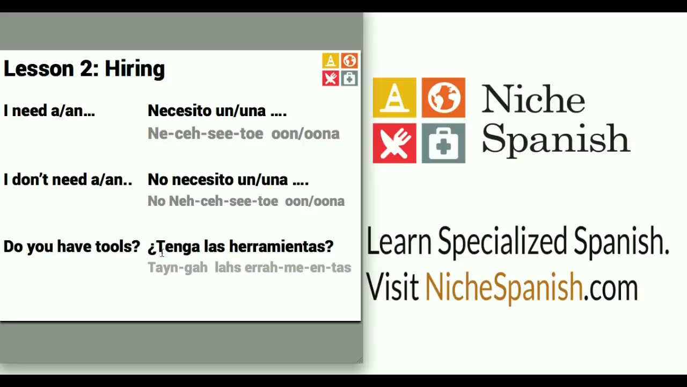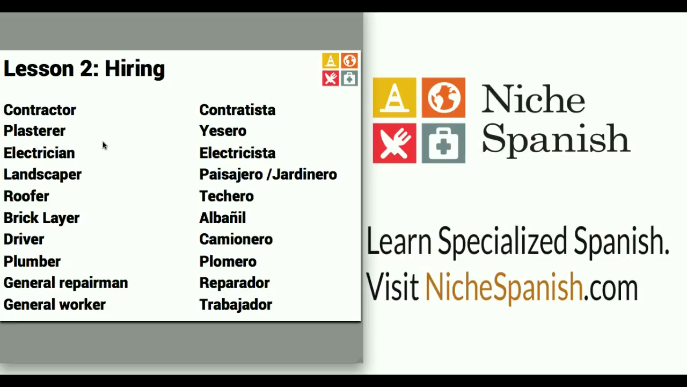So, next. Like I said a little bit earlier, the endings of Spanish words are very important. Some end in A's, some end in O's, some end in just random letters. Frequently, though, they'll end in an O or an A. So in this case, we have contractor is contratista, plasterer is a yesero, an electrician is an electricista, a landscaper or a gardener is a paisajero or a jardinero.